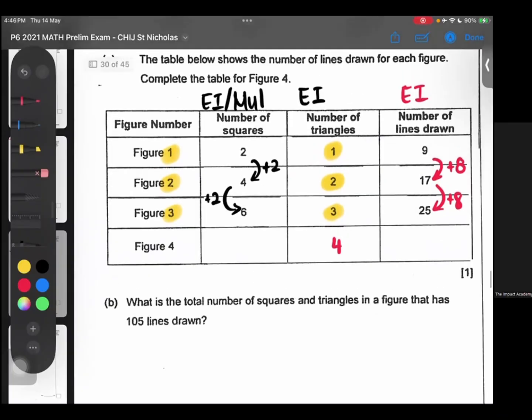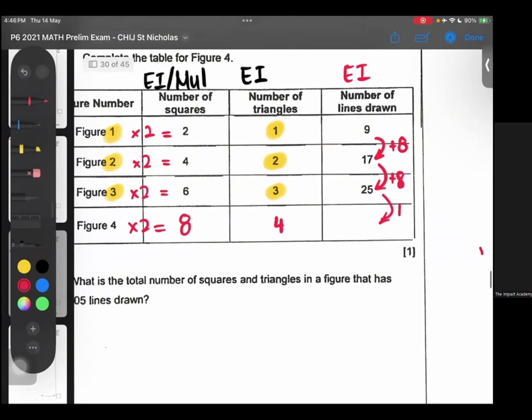I prefer, for the number of squares, you go for multiples, meaning the figure number times 2 gives you the number of squares. This one times 2, you get this. So this one times 2, you get 8. Then after the other one, you just have to plus 8. Very simple. The difficulty is when you have to find something like figure number 3,486. Then it's going to be very difficult.